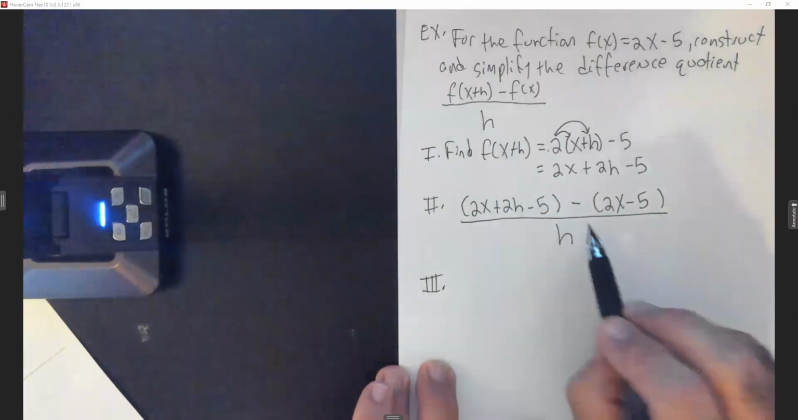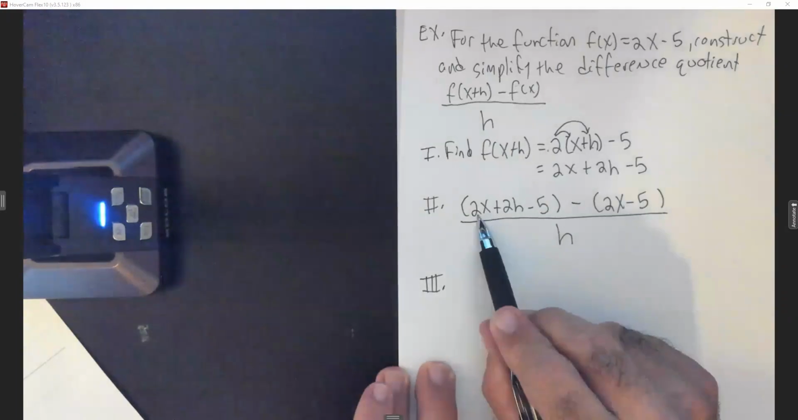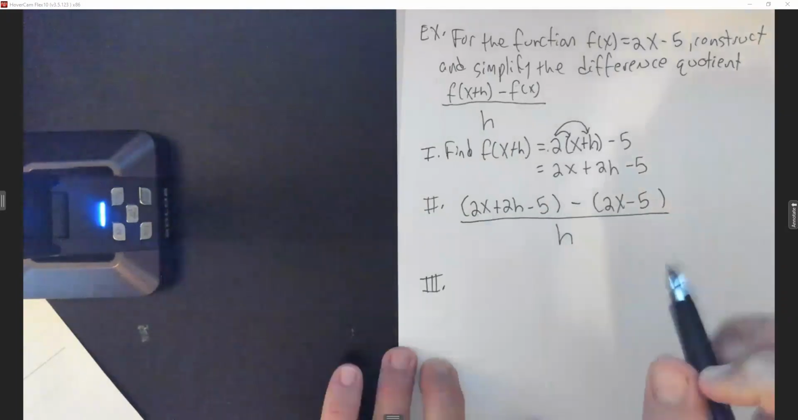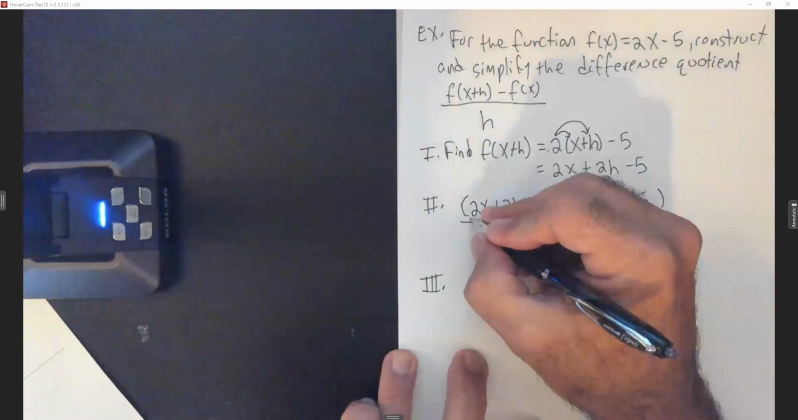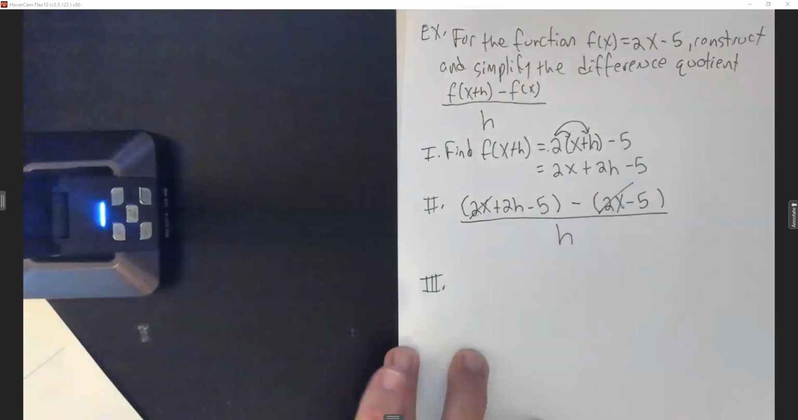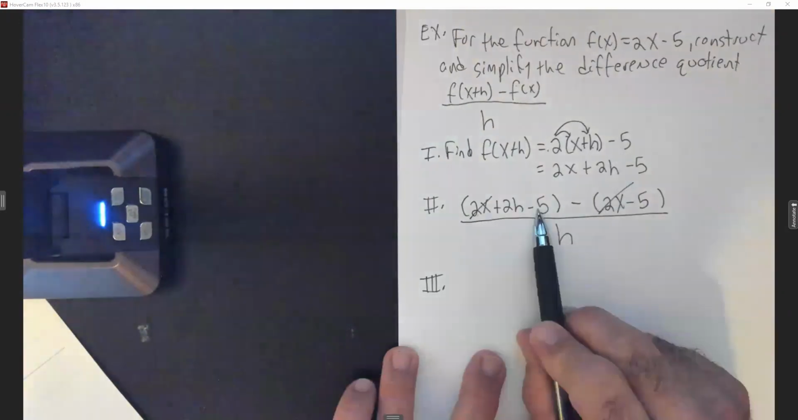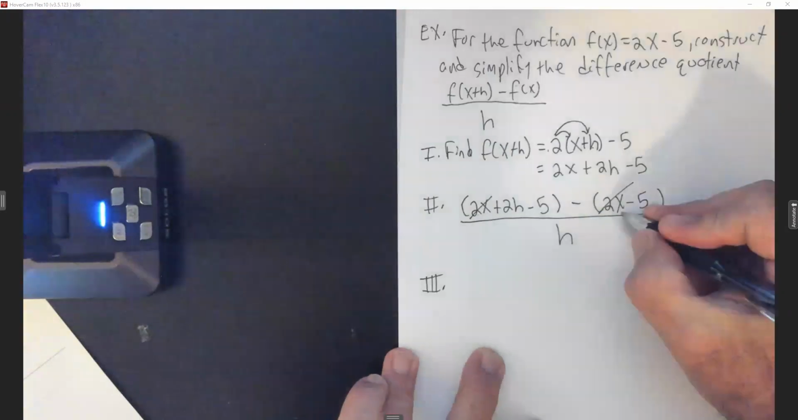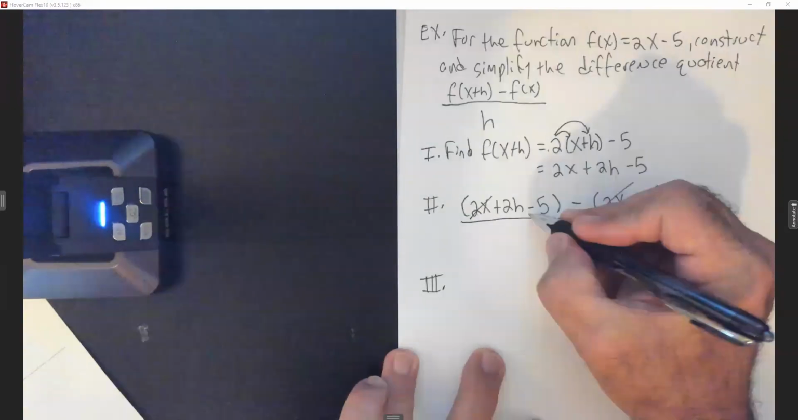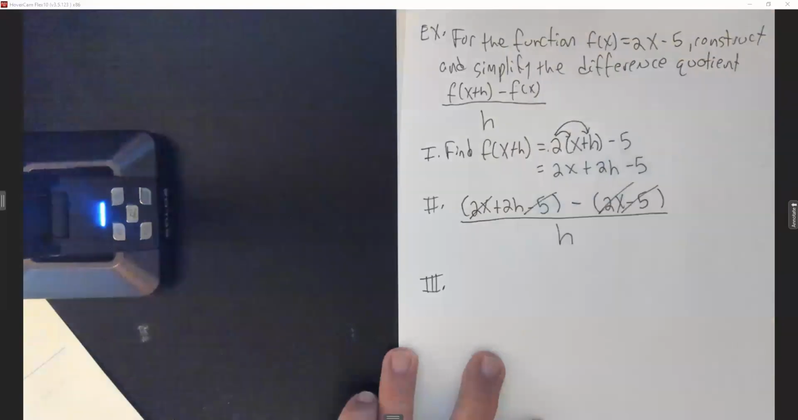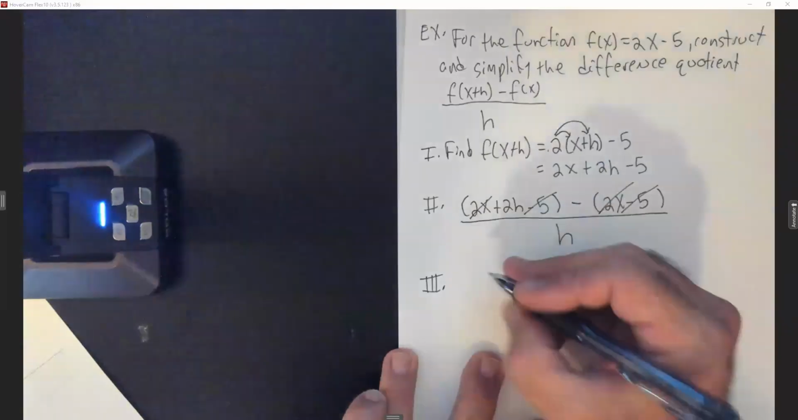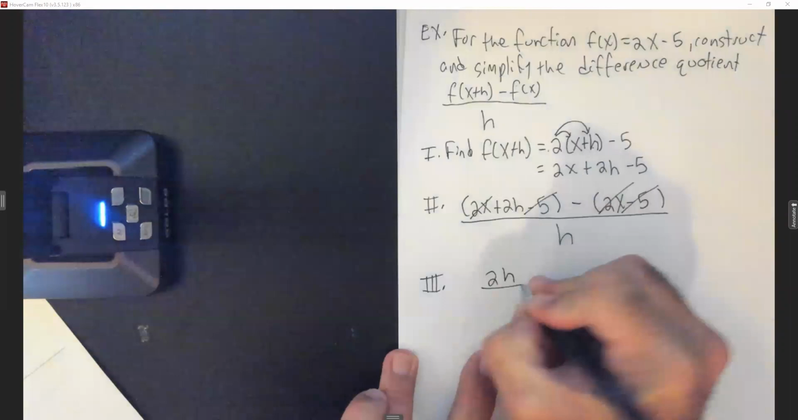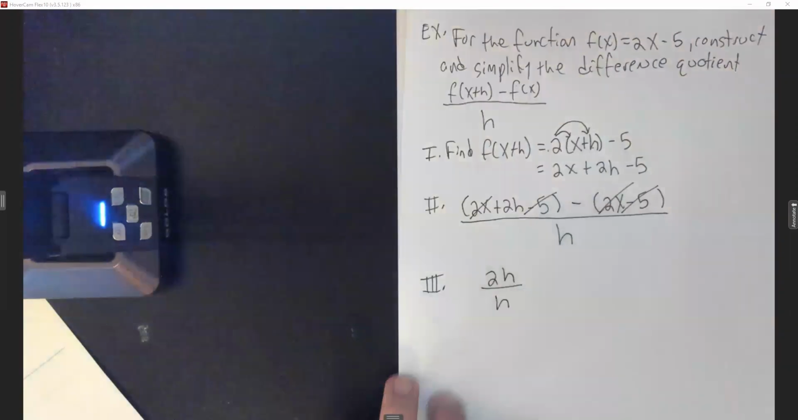So watch this. This 2x, we're subtracting 2x, so those 2x's are going to cancel. Here you got a negative 5. You're subtracting a negative 5, which is going to make that a positive 5. So that positive 5 will cancel with that negative 5. So what's left? I got a 2h on top over an h on the bottom.